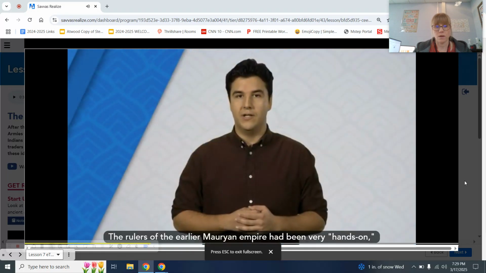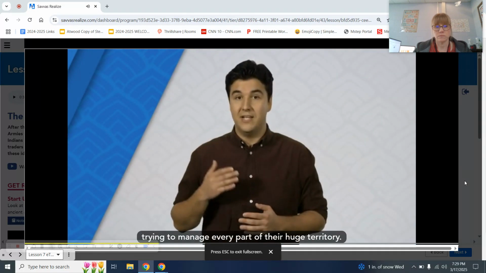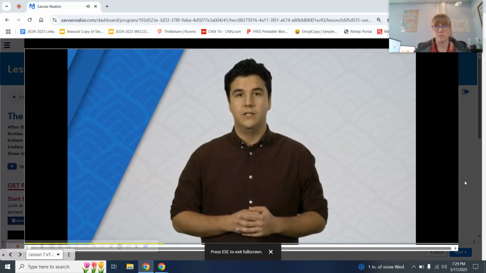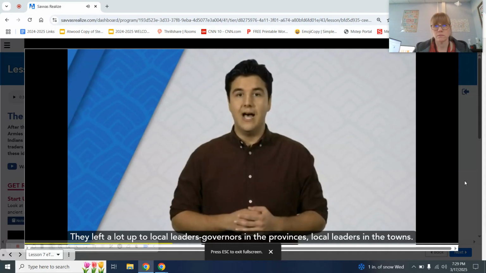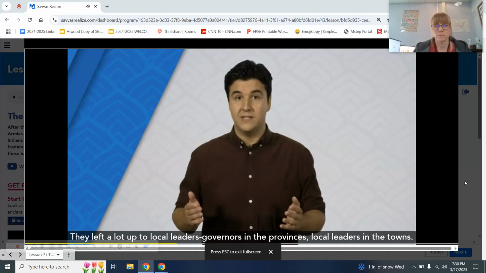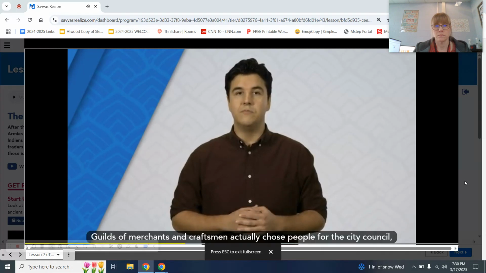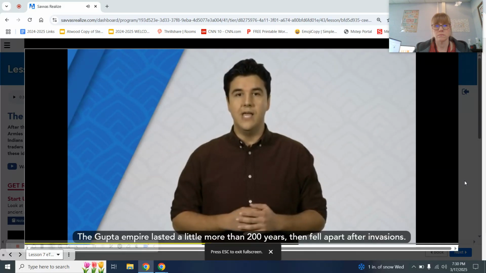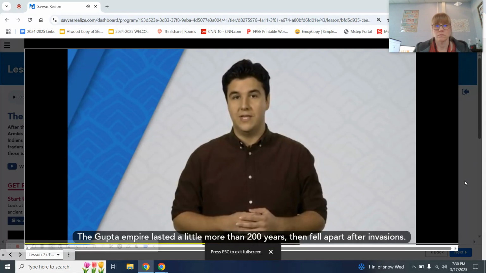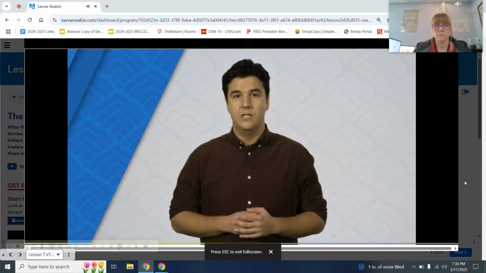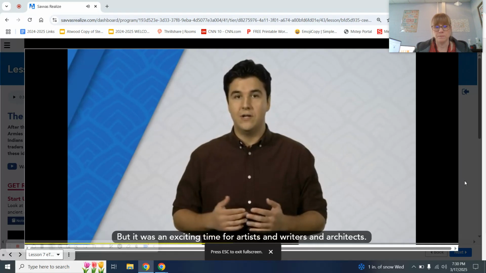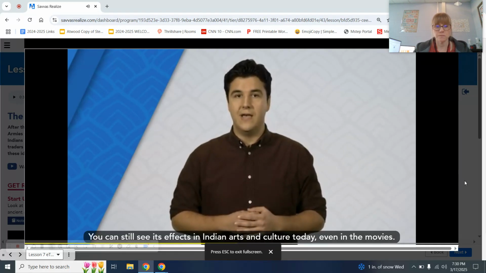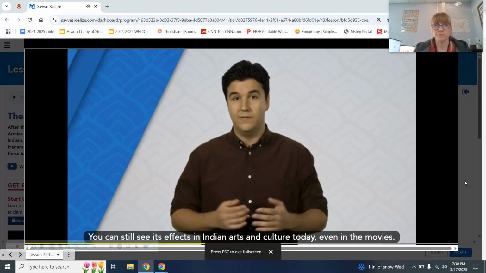It covered a lot of the same land as the Mauryan Empire. The rulers of the earlier Mauryan Empire had been very hands-on, trying to manage every part of their huge territory. The Guptas were different. They left a lot up to local leaders, governors in the provinces, local leaders in the towns. Guilds of merchants and craftsmen actually chose people for the city council. At that time, that amount of political influence was very unusual for citizens in an empire. The Gupta Empire lasted a little more than 200 years, then fell apart after invasions. But it was an exciting time for artists and writers and architects. You can still see its effects in Indian arts and culture today, even in the movies.